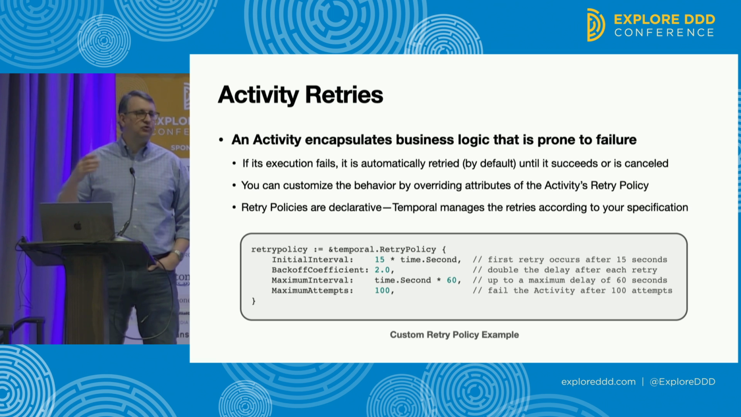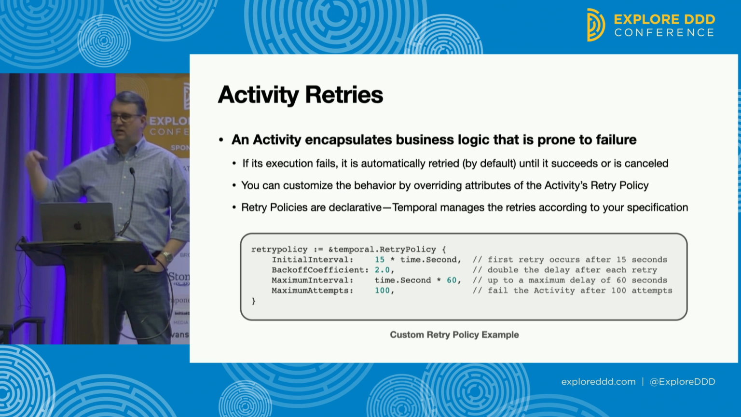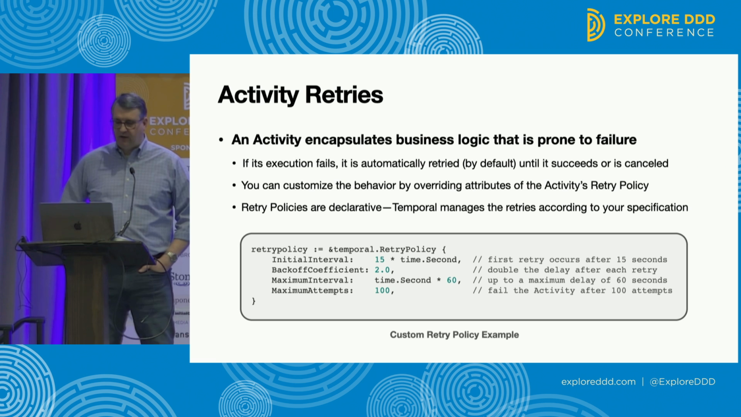As you can imagine, if you're trying to call a microservice that is billing you every time that you call it, you don't want to just retry infinitely because you could rack up a big bill. Or maybe you want to have a longer delay between each try. You can totally do that. You just override some attributes in the retry policy.